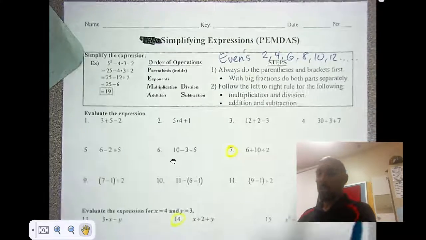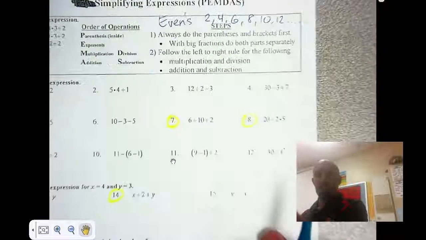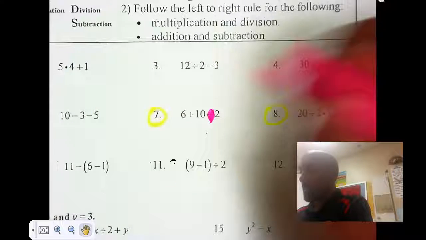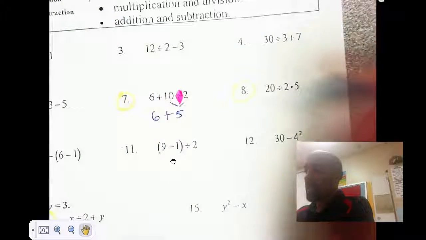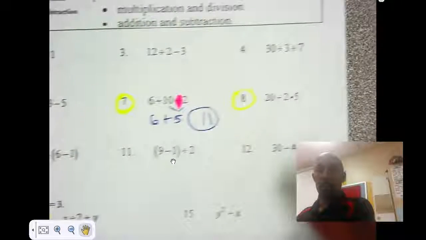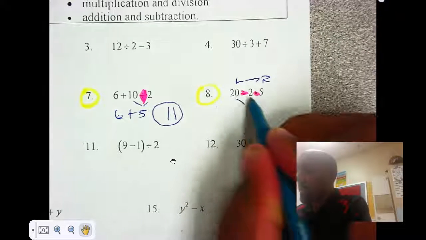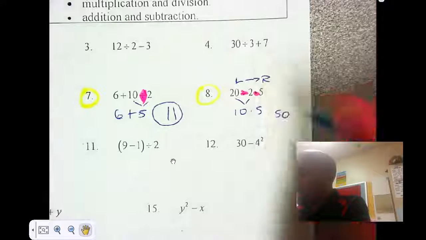Okay, so I'm going to go over some different ones on here. So first, 6 plus 10 divided by 2. Well, first I noticed that I have divide, so we do divide first. 10 divided by 2 is 5. Bring down the 6. 6 plus 5 is 11. Okay. Then over here, I notice I have divide and multiply. But when it's divide and multiply, we go from left to right. So first, 25 divided by 5 is 5, then 10 times 5, 50.